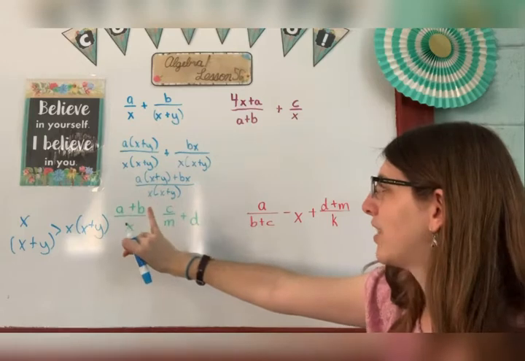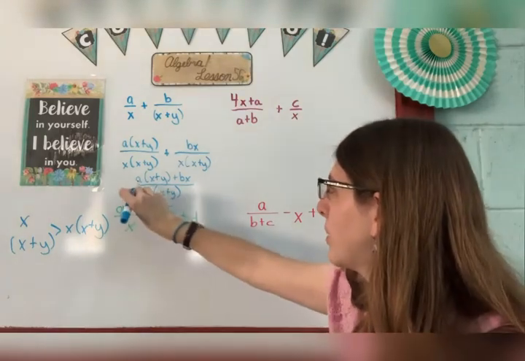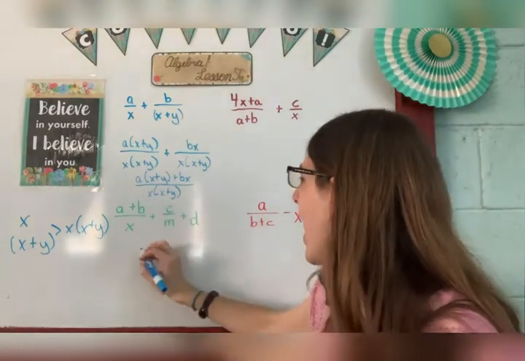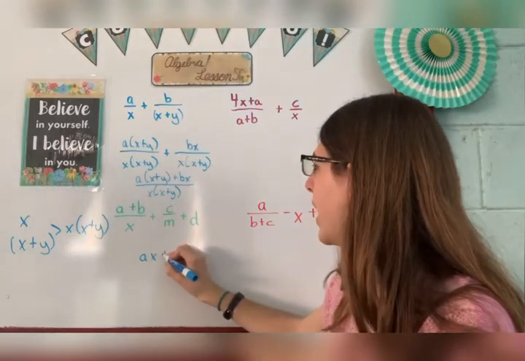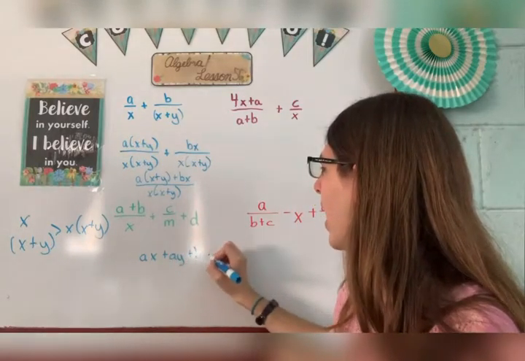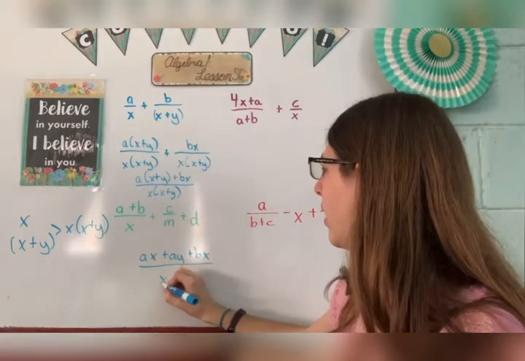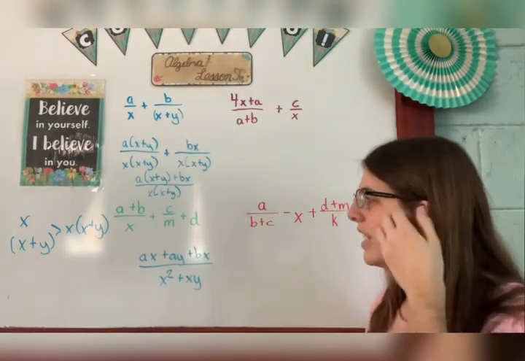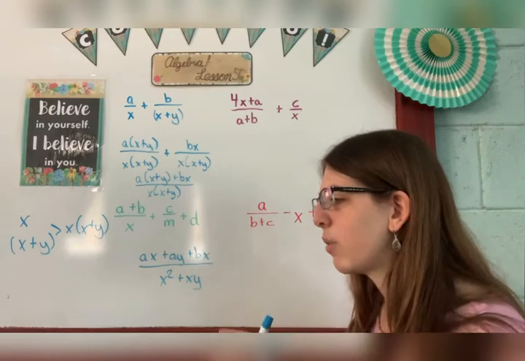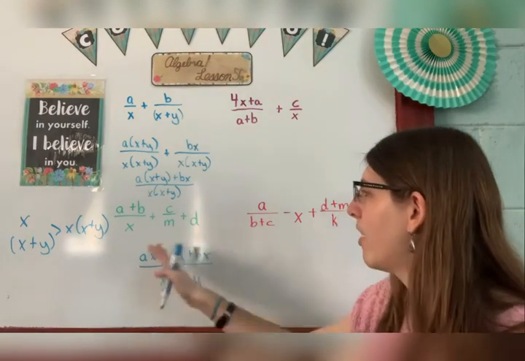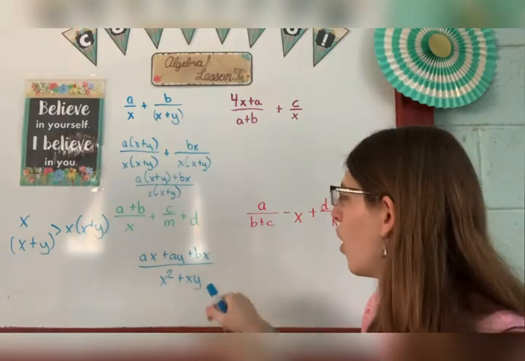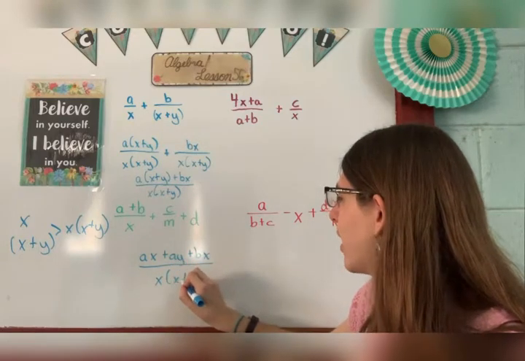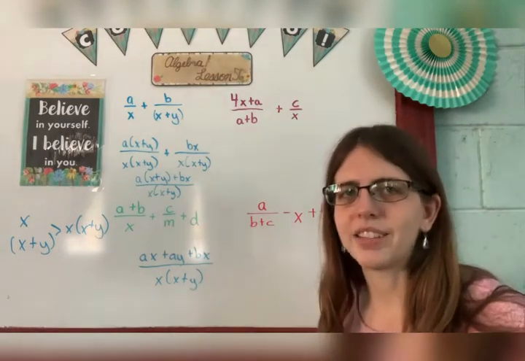So you could leave your answer just like this, or you could multiply and distribute to get rid of the parentheses. So I can multiply a times x plus a times y, and then I have plus bx over x squared plus xy. Now I've gotten rid of all of my parentheses. Normally, that's what you will see, some form of not having the parentheses. So you might see it like this, or you might see it where they just simplify the numerator, but leave the denominator like this. Lots of different ways to rewrite this.